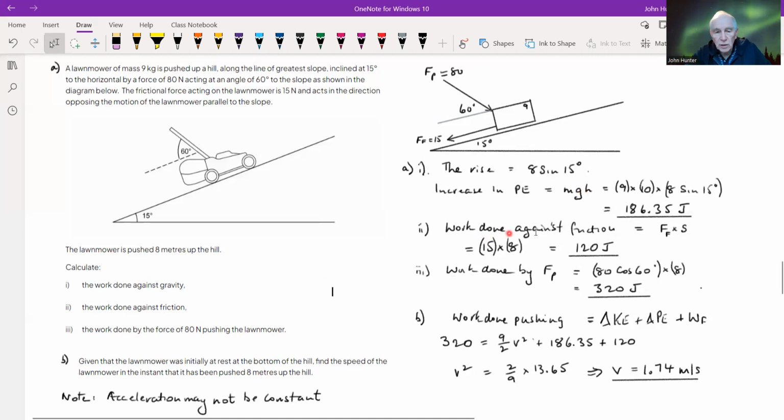Now, the work done against friction, well, we are opposing this force of 15 newtons over that 8 meters. So that is simply the force times the distance. So that's 120 joules. That's the work done against the friction. And the third part, the work done by the pusher, FP, basically that's the force resolved along the line of motion. So that's 80 cos 60 times the distance 8, which works out to be 320 joules. Okay, so those are the main things.